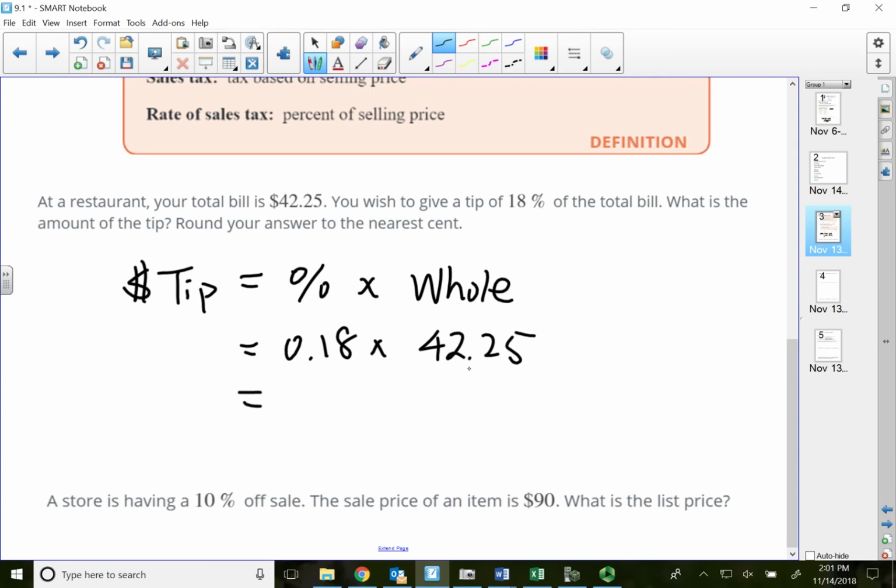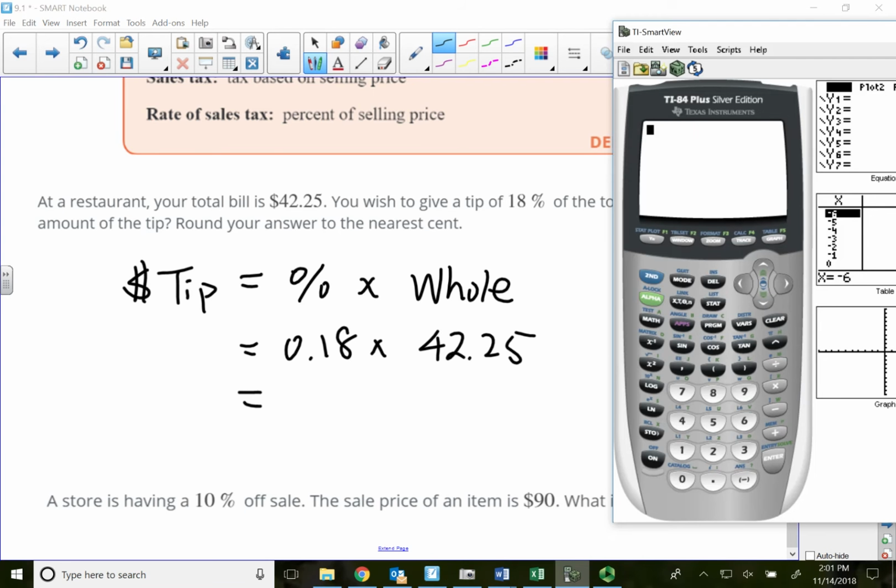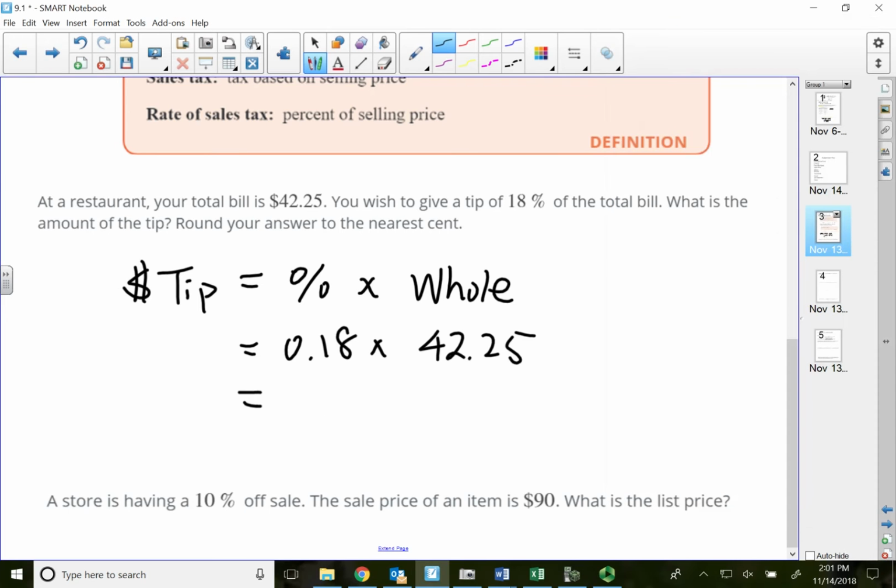So if you wish to give 18% of the total bill, then what is the amount of tip? The actual amount of tip has to be a part of what we eat. So that will be the percent times the whole. And the whole here is the total amount of money we have to spend. So 18%, being 0.18, times the whole bill, which is $42.25. If you put this in the calculator, let's round to the nearest hundredth, which is the nearest cent. 42.25 times 0.18 is $7.61.